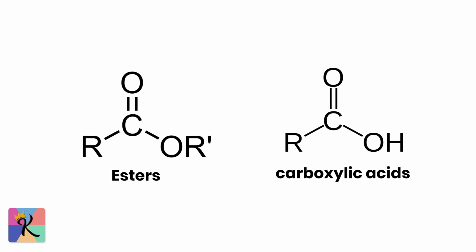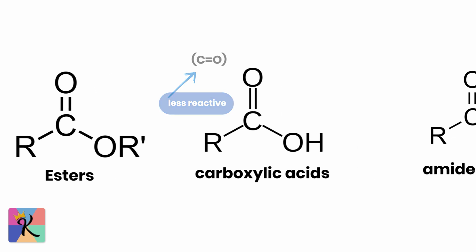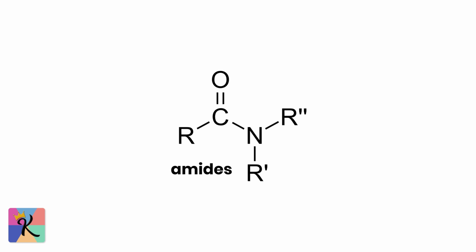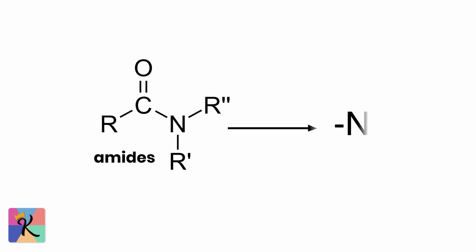Esters and carboxylic acids come next, with esters being slightly less reactive because they lack 1 electron-withdrawing carbonyl oxygen. Lastly, amides are the least reactive because they have an electron-donating amino group, which reduces their electrophilicity. Understanding this hierarchy helps explain how different derivatives behave in various reactions.